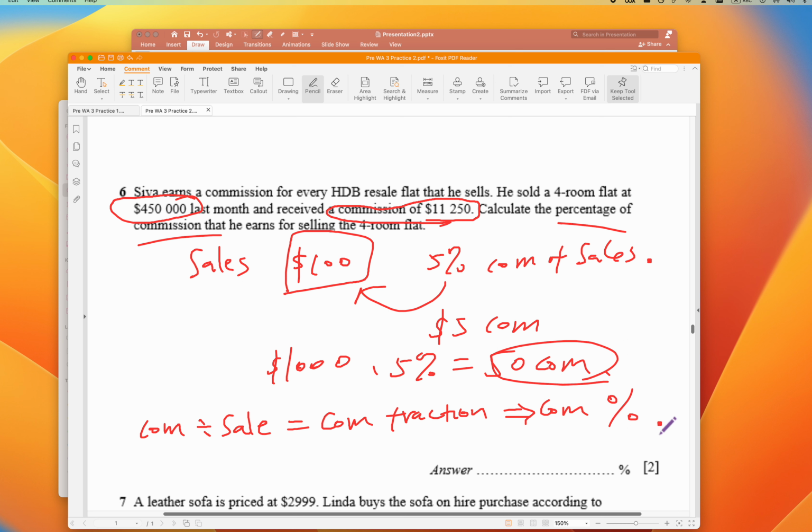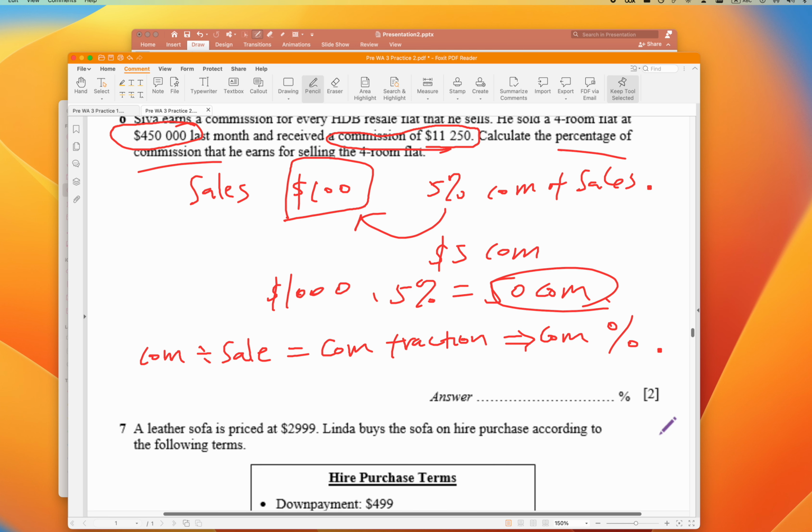Okay? So in this case, you have the commission, you have the sale price. So commission divided by the sale, then you get the commission fraction, right? So 11250 divided by 450000. So you have a fraction already, right? Which is your commission fraction. Then you convert the fraction to percentage. That is fraction to percentage conversion. This we have learned some time ago. Okay, so this is the commission formula.